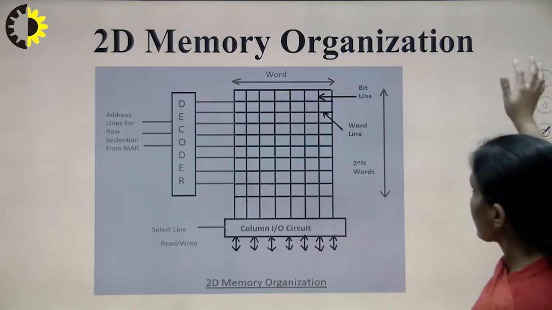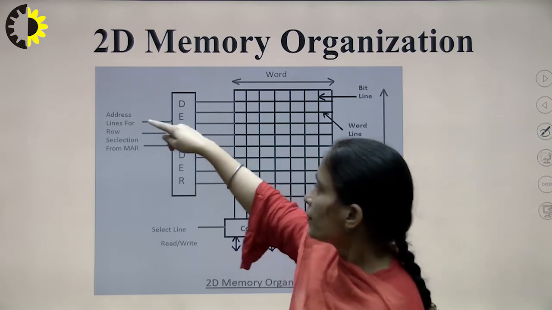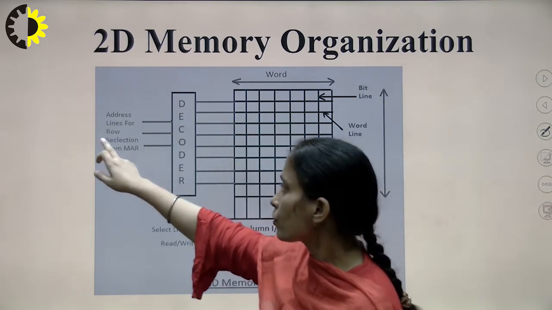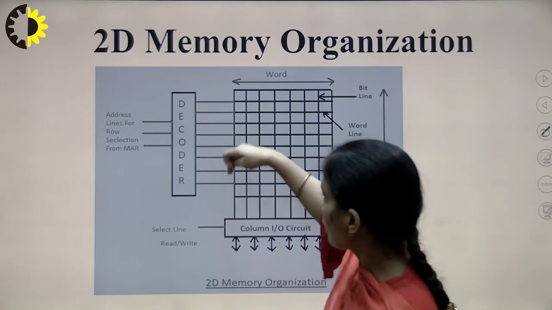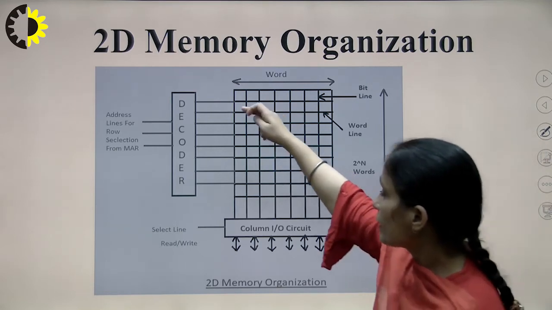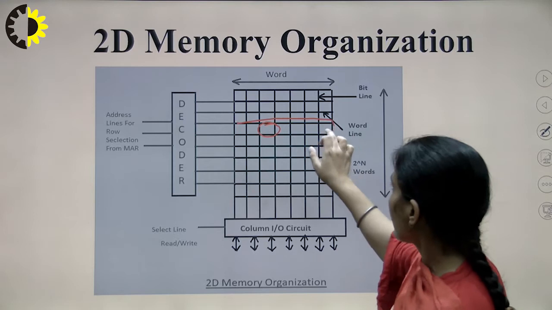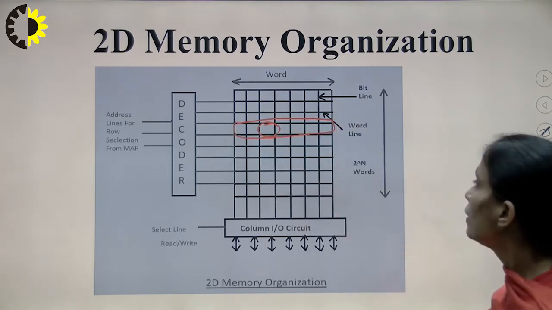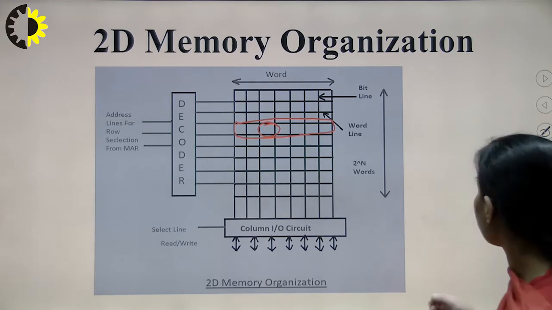So if I represent my 2D, it comes out like this. This is my decoder. These are the address lines for my row selection from MAR. The selected address, among these, a 3:8 decoder has been chosen. The selected address will be read from that location, from that word line, the whole word will be read, or we will be performing the write operation.